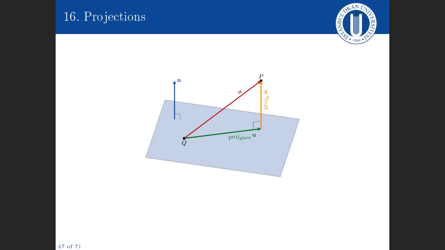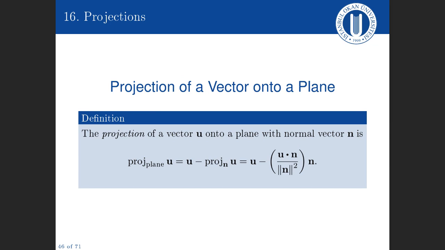Now, in this picture, we can see that green vector plus orange vector is equal to red vector. Because of the way we add vectors together, if they're nose to tail, green plus orange is equal to red. And that gives us our definition. The projection of a vector u onto a plane with normal vector n is just u minus the projection of u onto the normal vector n.